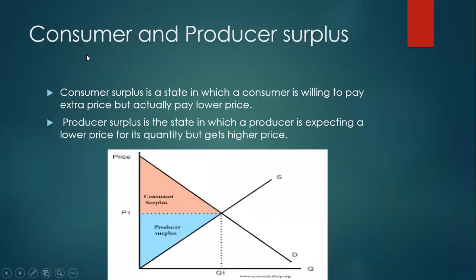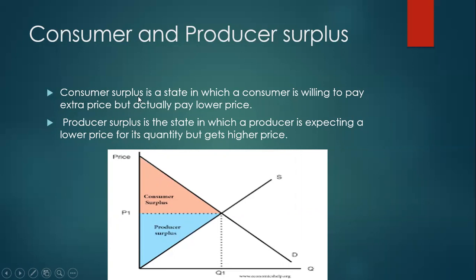Next is consumer and producer surplus. Let's take an example and look at the graph. Here's a graph. On the x-axis is quantity, and on the y-axis is price. This line represents the supply, and this line represents the demand, so it is a demand and supply graph.